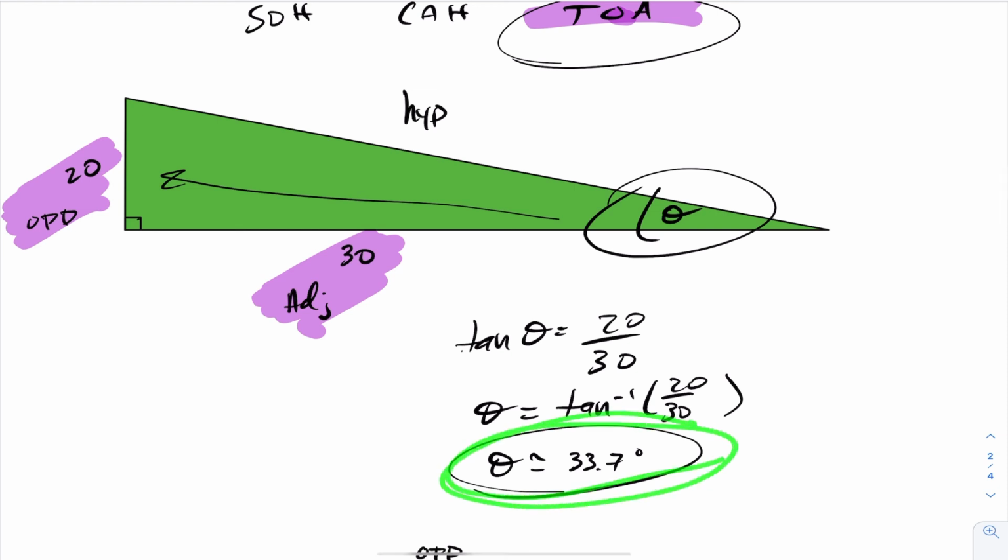Keep in mind, if you want to match my answers here, I did all these in degree measure, so my calculator was labeled with a D, E, G. Usually that's in the top right-hand corner of your calculator under the mode setting.